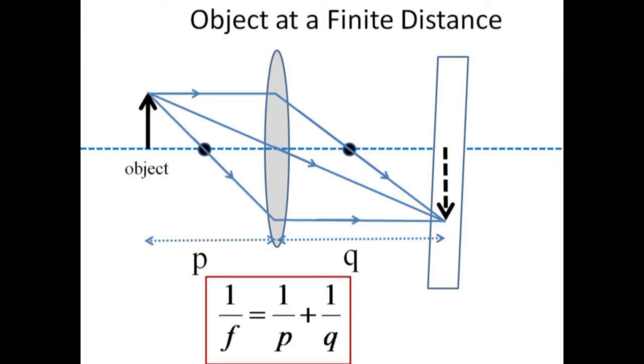For good measure, we can also sketch a ray that passes through the near focal point first and then emerges from the lens parallel to the optical axis. All three rays converge at the tip of the image.